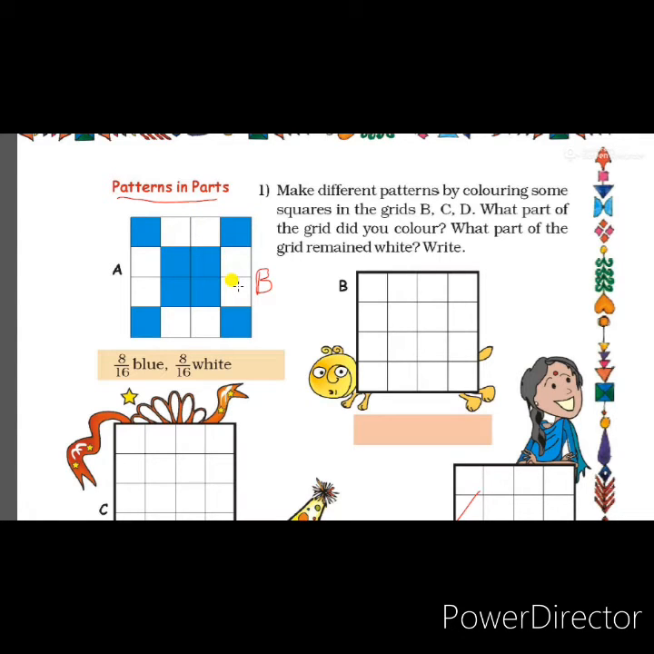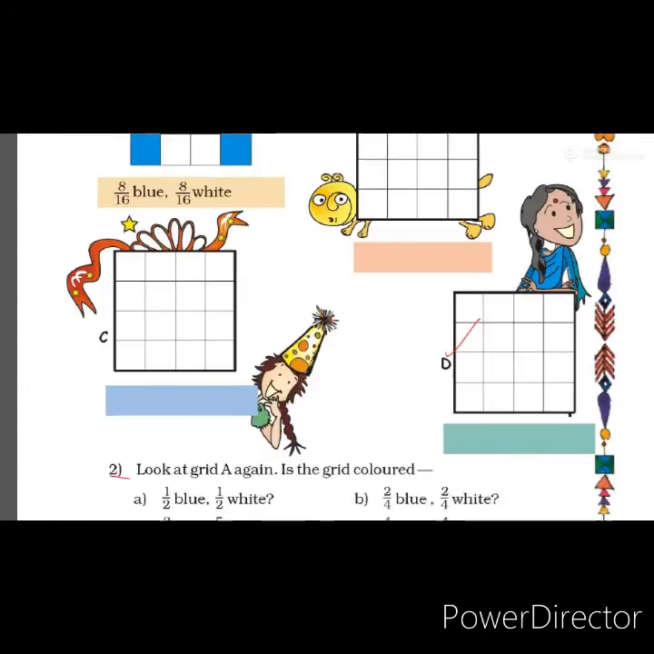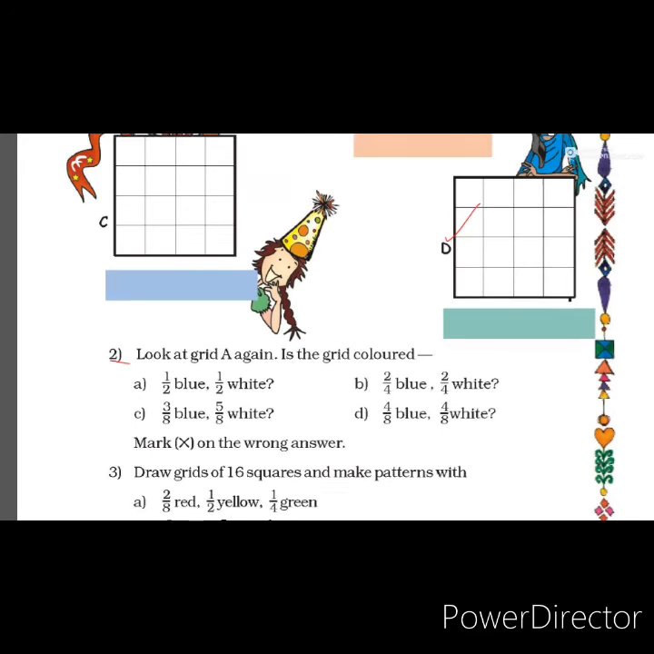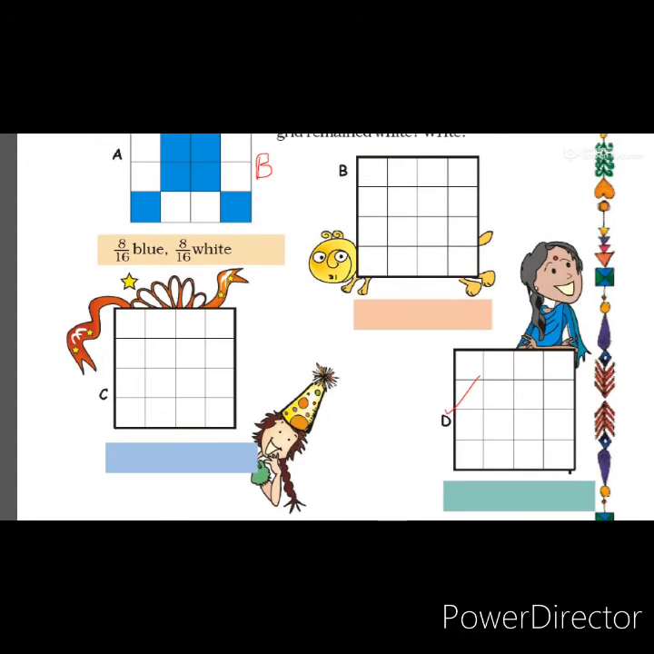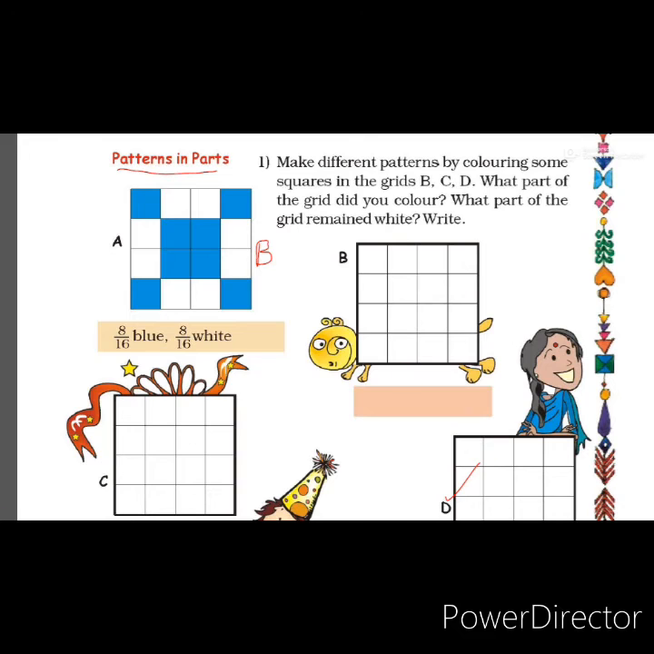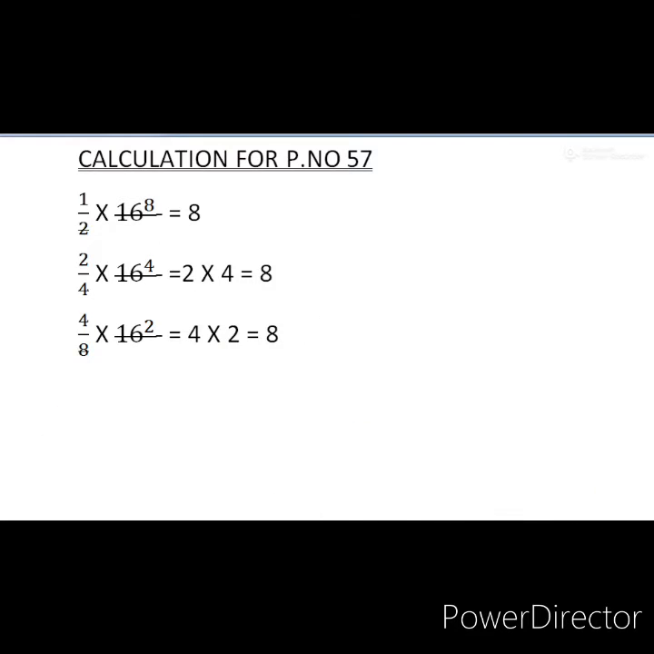So options are also given here. The first option is half blue and half white. We have to show the calculation for this and find the answer for this question. That calculation I will show on another page. See that calculation. How can we do the calculation?